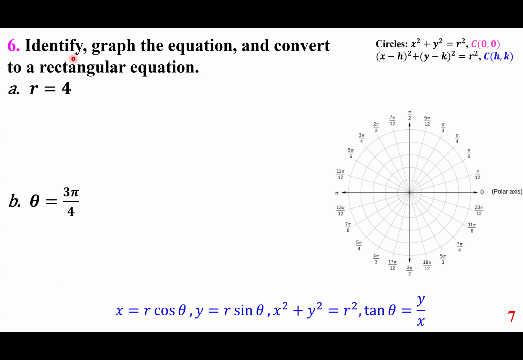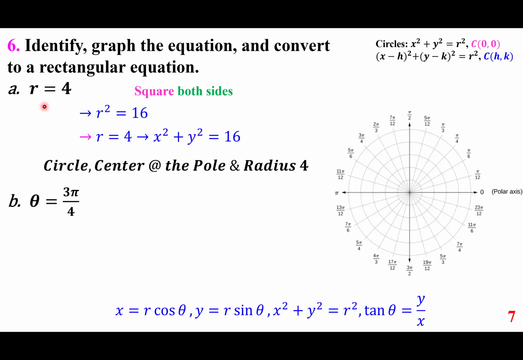Identify, graph the equation, and convert to a rectangular equation. R equals a number. You may remember it represents a circle. Square both sides, you get r squared equals 16. So when r equals 4, x squared plus y squared equals 16, which is a circle centered at 0, 0, with the radius being square root of 16 or 4. So r equals 4 is a more simplified version of representing the same equation, the same graph. So circle, center at the pole or the origin, the radius is 4, this one.